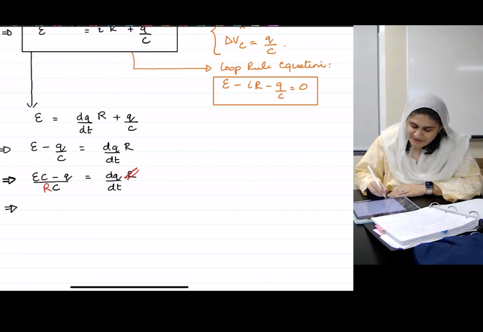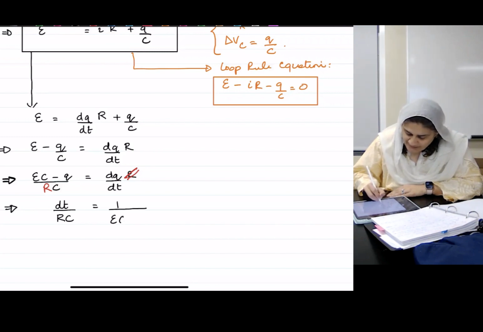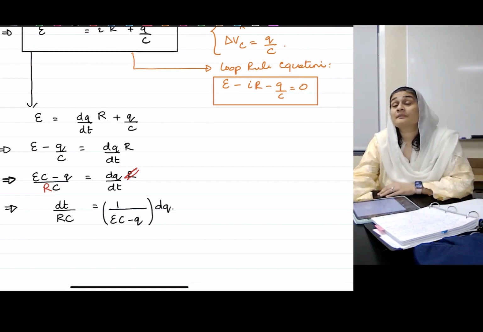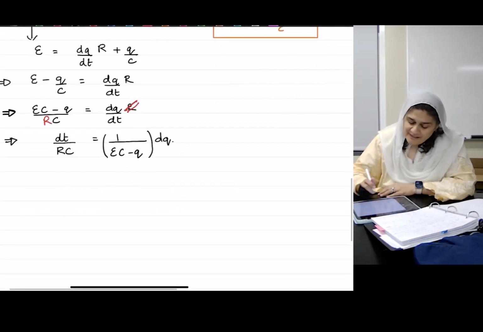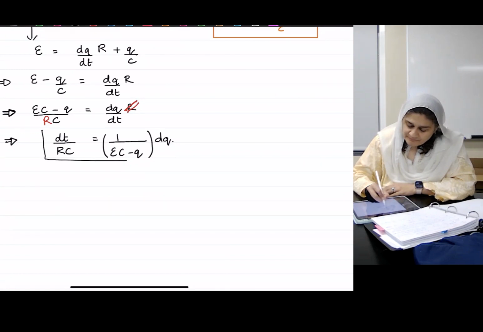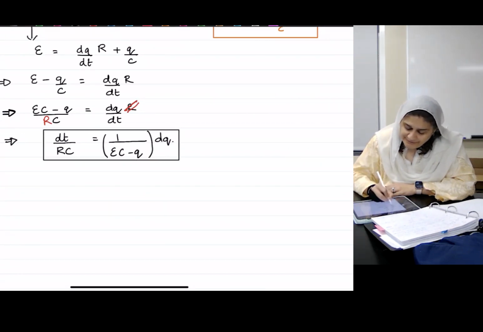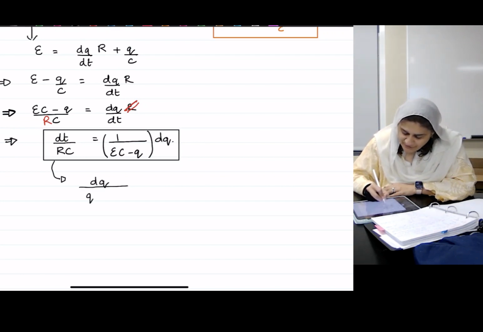Okay, now watch this carefully. May I rewrite this as dt over RC equals 1 over EC minus Q dQ? Or in fact, can I write this as dQ divided by Q minus EC equals minus 1 over RC dt?